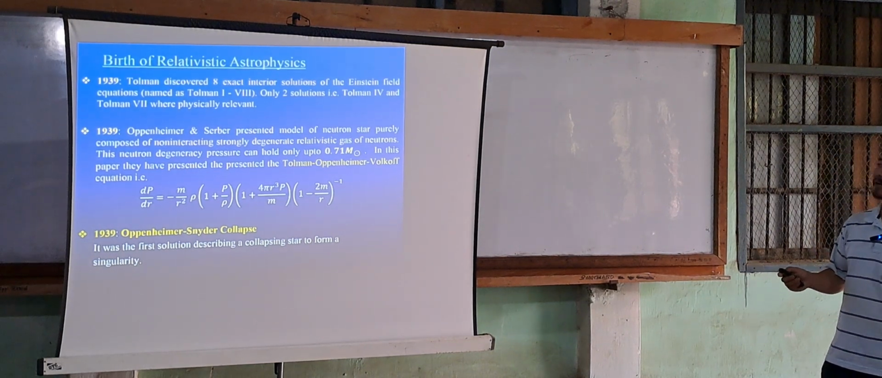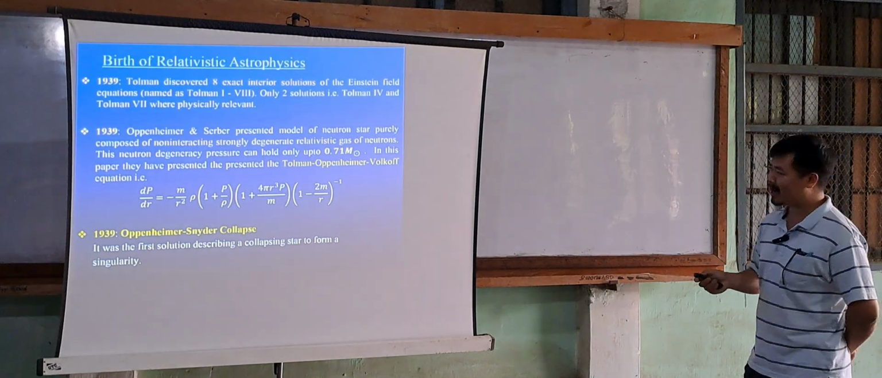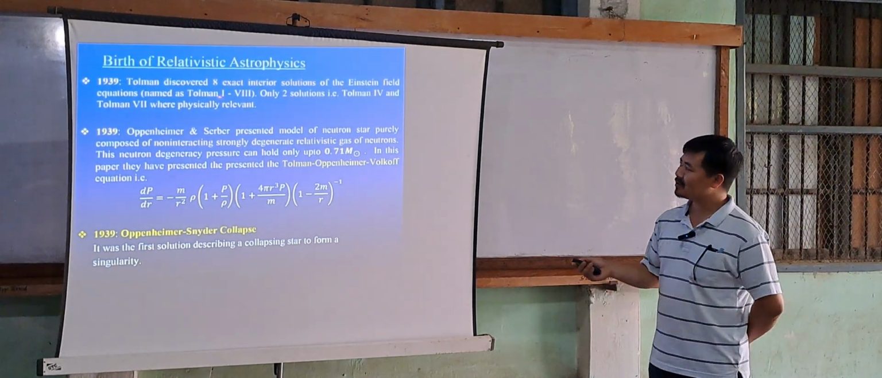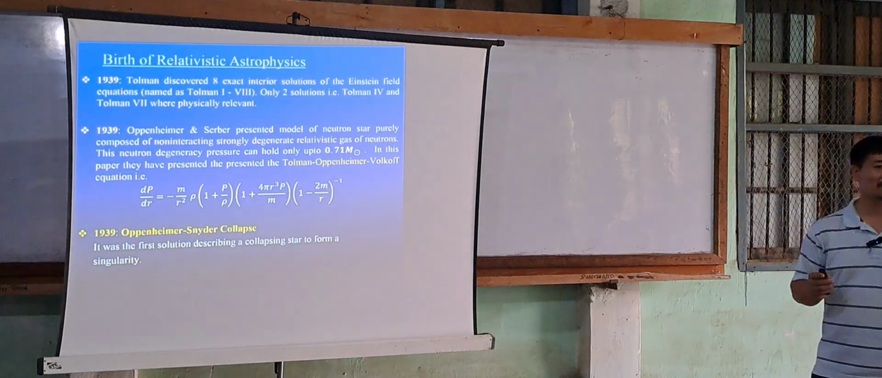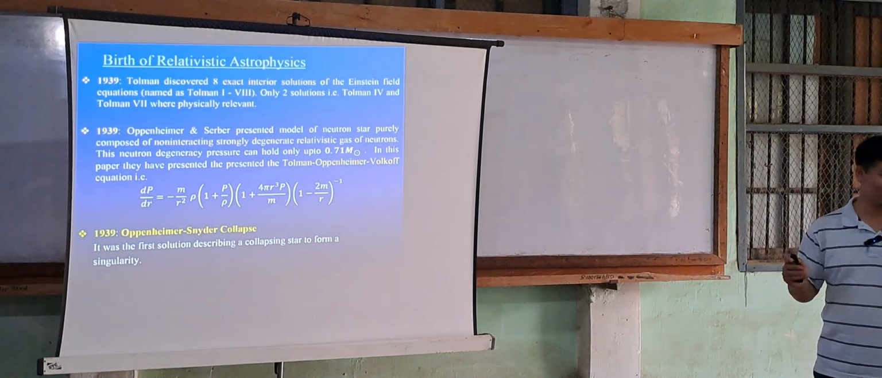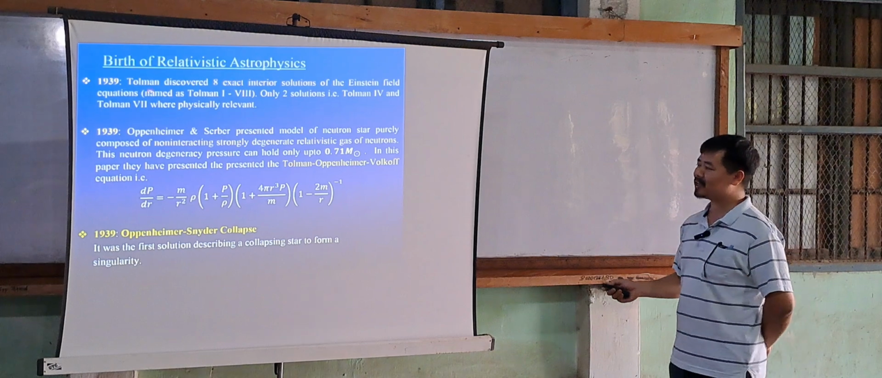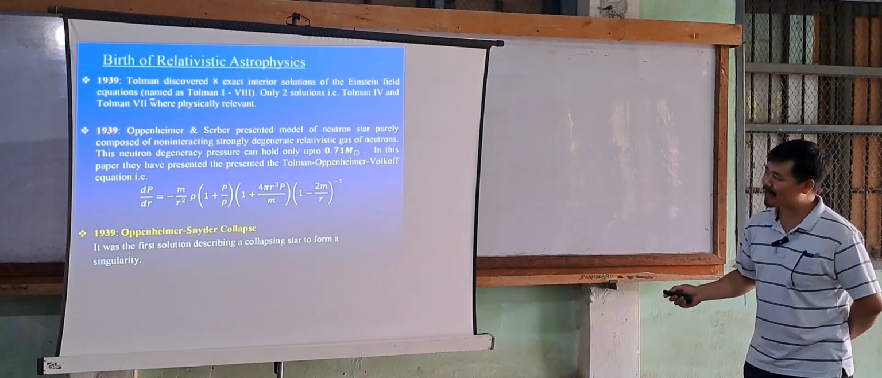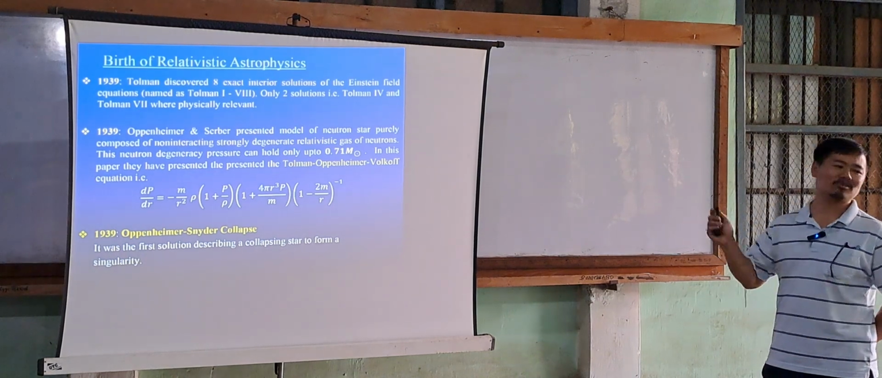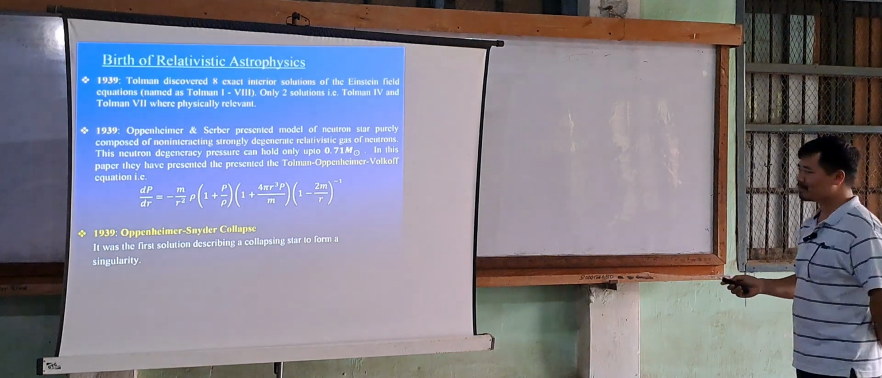Next, in 1939, Richard Tolman, one of the big names in this area, solved the differential equations by hand and discussed 8 exact solutions, published in one paper in the Physical Review. Unluckily, only 2 were physically relevant. The remaining are just mathematical solutions. But yes, that time was challenging.